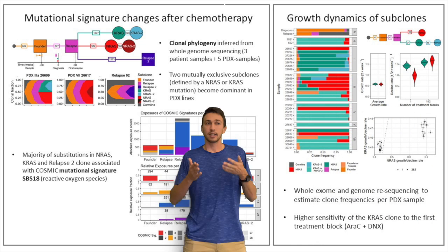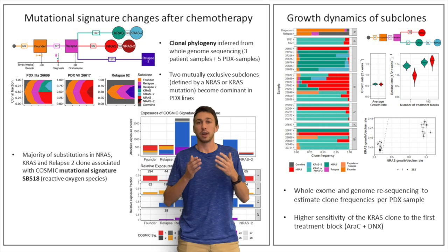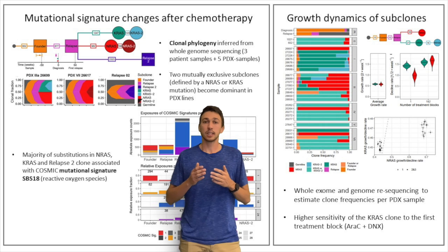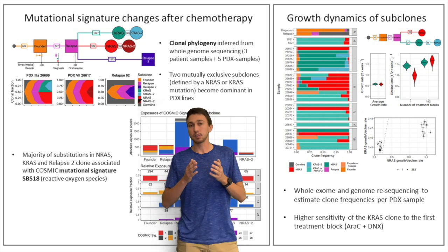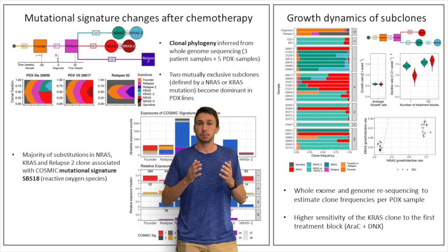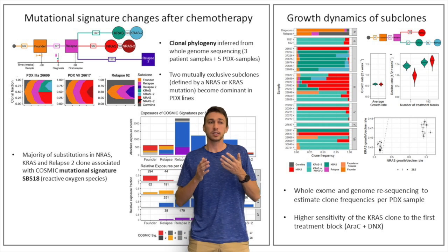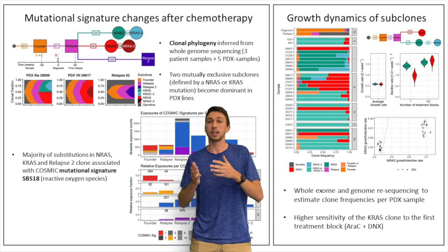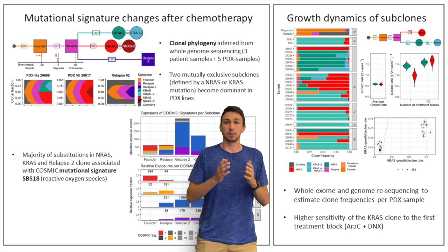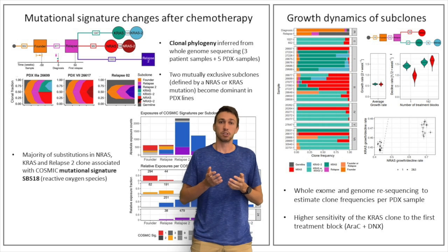So to estimate the clonal composition in a greater number of PDX samples, we performed whole exome and genome resequencing for many more PDX samples. Especially after the first block of treatment, the NRAS subclone increased in frequency. Based on the estimation of growth and decline rates, this could be a result of the higher sensitivity of the KRAS clone to this first treatment block with cytarabine and daunorubicin, which is slightly different from the subsequent treatment blocks.